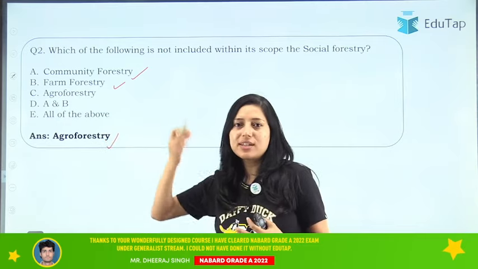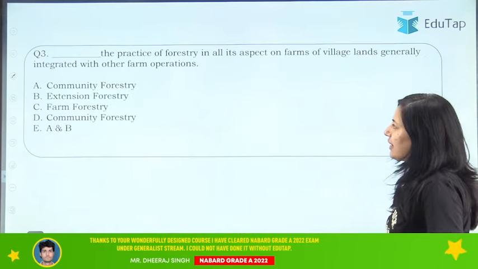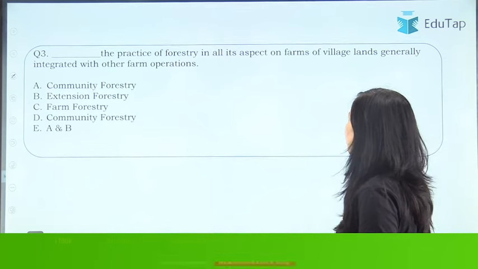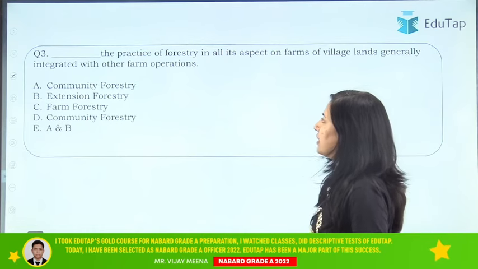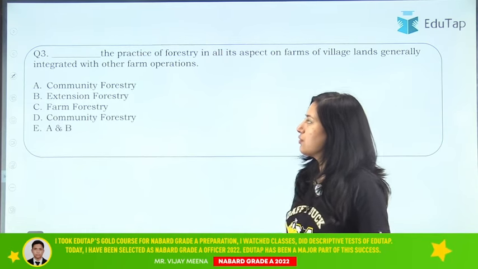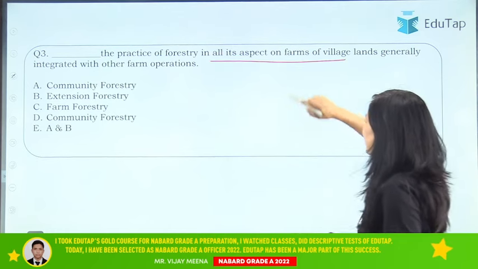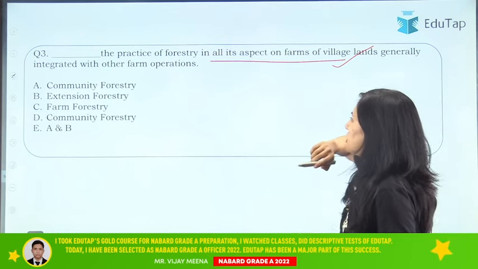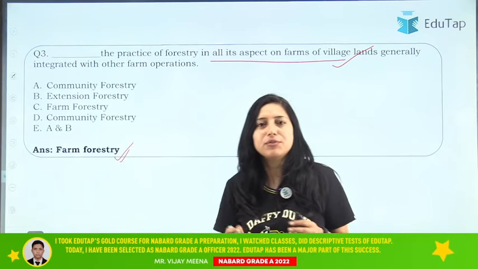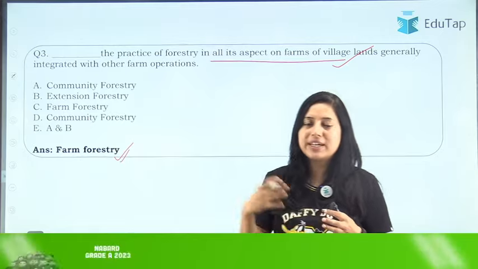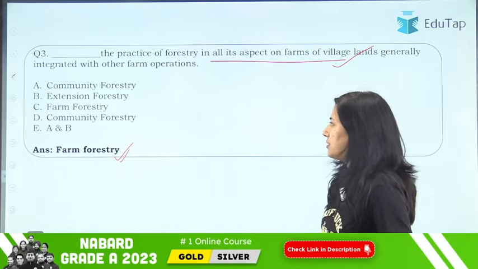Okay? Agroforestry is a different thing and social forestry is a different thing. Then the question: dash is the practice of forestry in all its aspects on farms or village land, generally integrated with other farm operations. Which of the following is this practice? That is your farm forestry. Okay? In farm forestry we are integrating forestry along with the farmland of people. So that is your farm forestry.